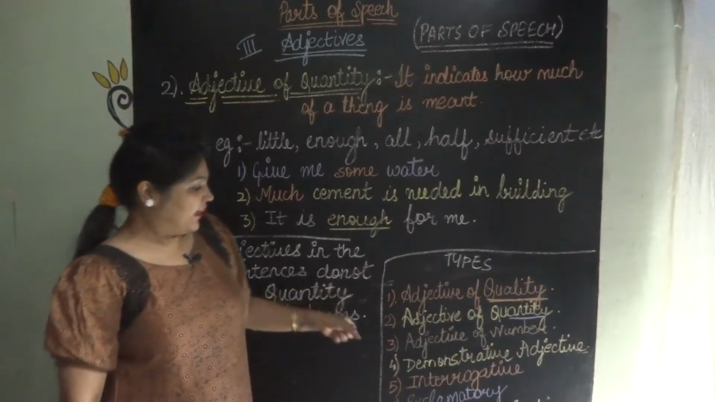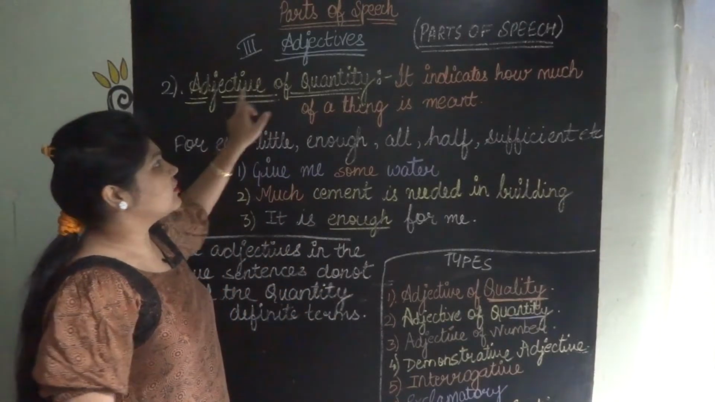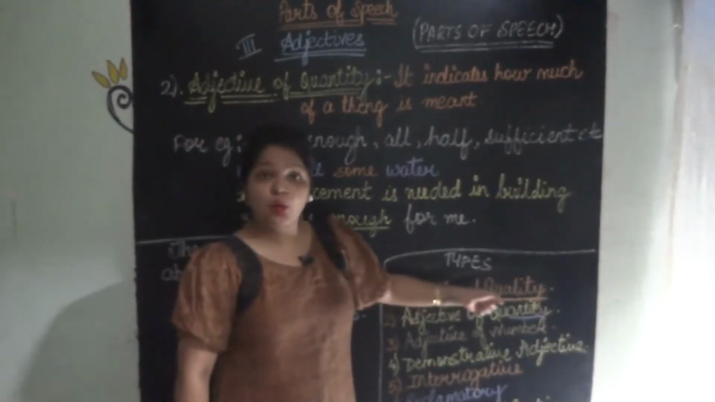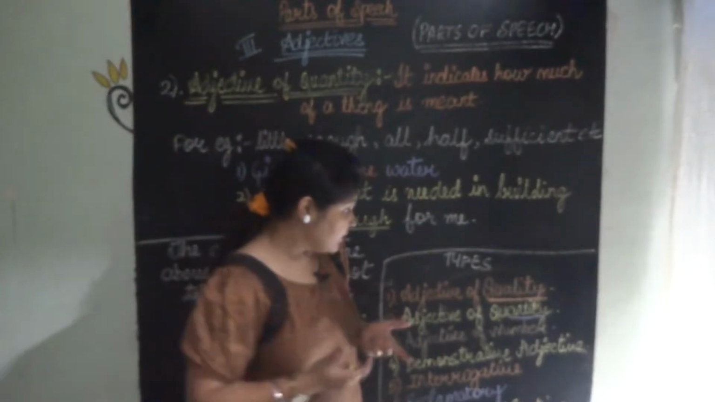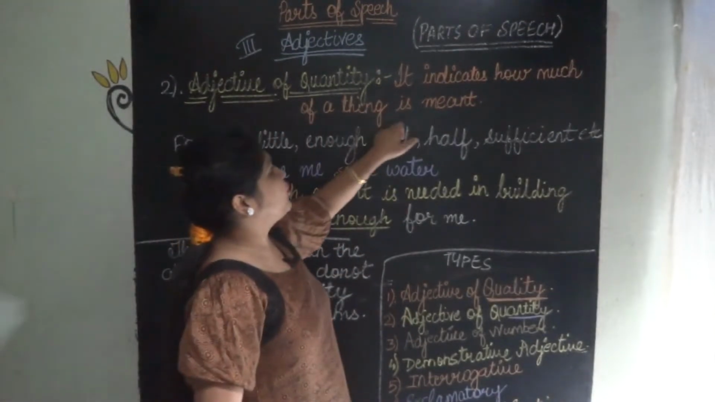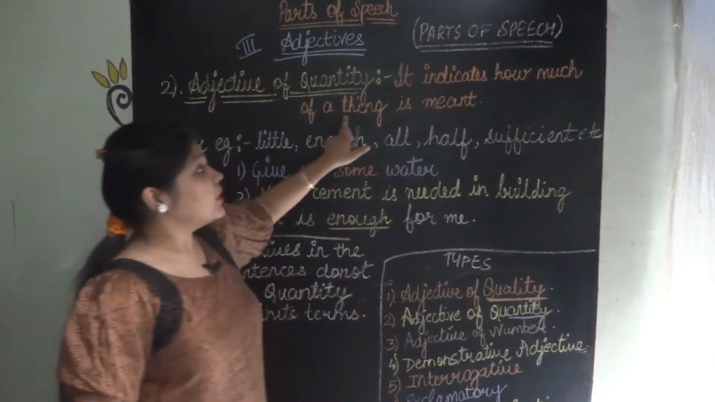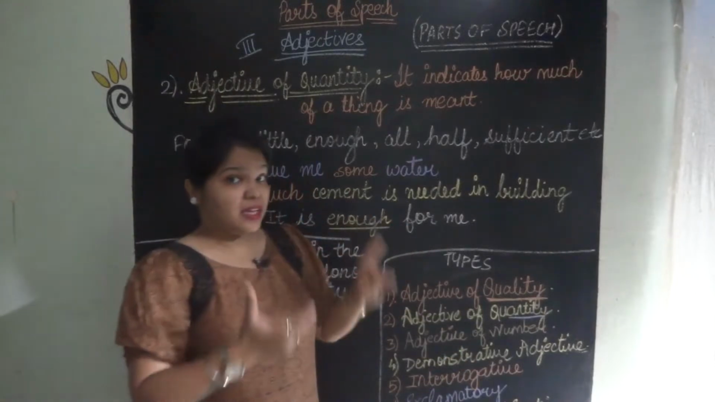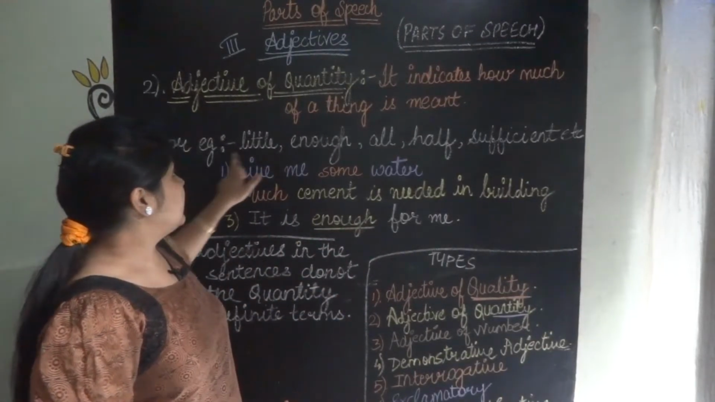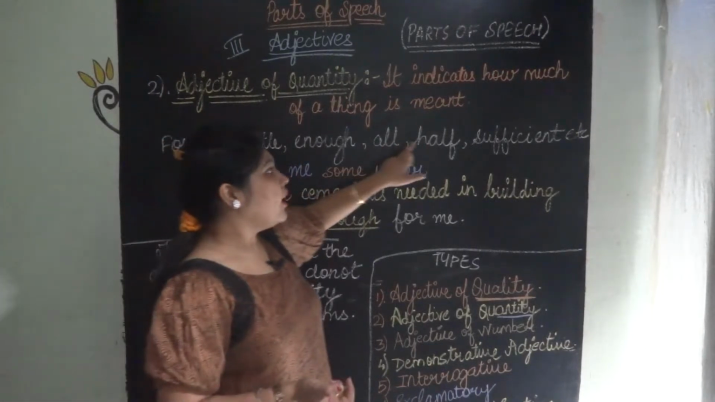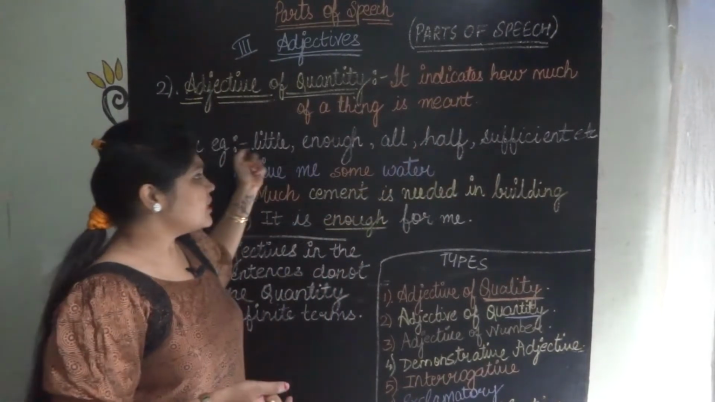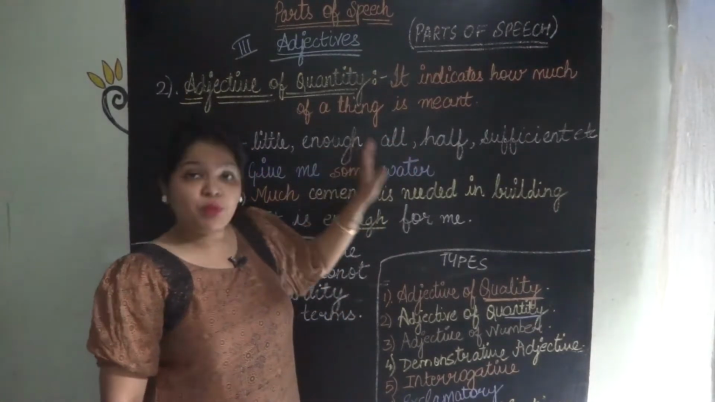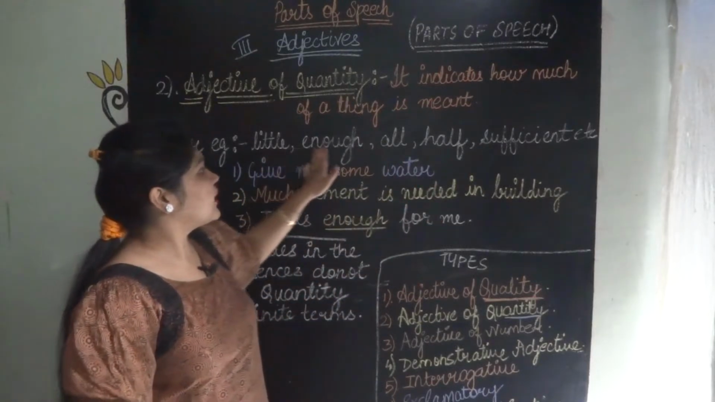Now the second type of adjective is the adjective of quantity. We did quality, now it's quantity. What is adjective of quantity? It indicates how much of a thing is meant. How much of a noun or a thing is meant. Like little, enough, all, half, sufficient. We use these types of words in our daily language, but we don't know that these are adjectives of quantity.